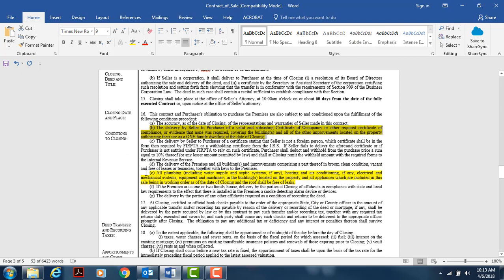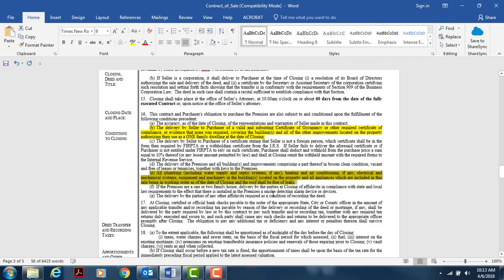And then over here, this is an exception that allows the buyer to know that the seller is going to represent at the time of closing that the plumbing is in working order, the electrical systems are in working order, the heat and air are all in working order, and the roof delivered free of any leaks.